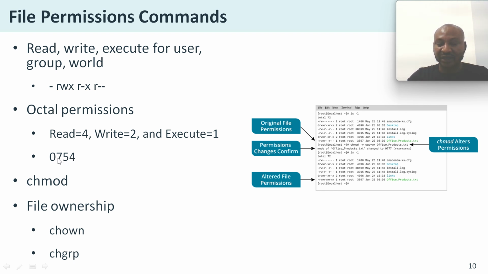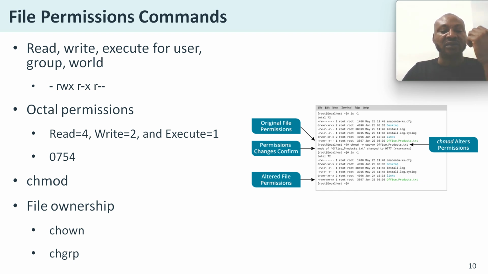This 7 to 5 means that you only have what? Read and execute. So that will give you 5: read is 4 and execute is 1. Then 7, if you have 7 here, that means you're going to have all read, write, execute, right? Similar to 4, 4 is just read permission. So this is how to actually change the permission, right?